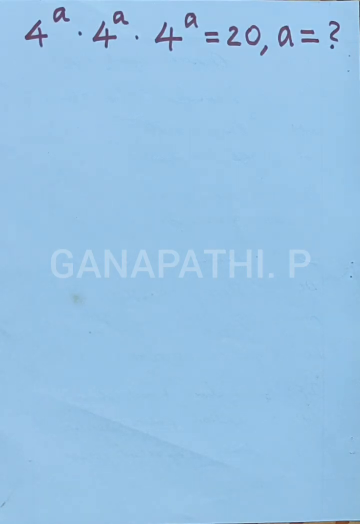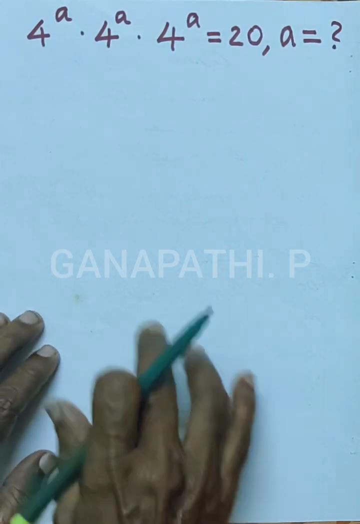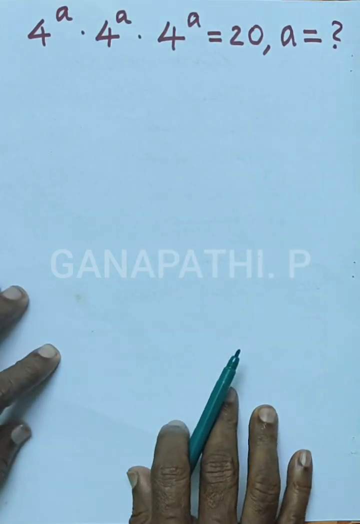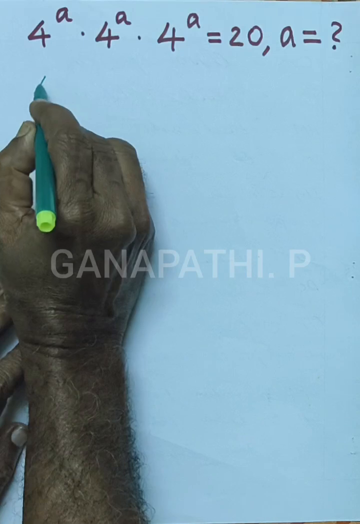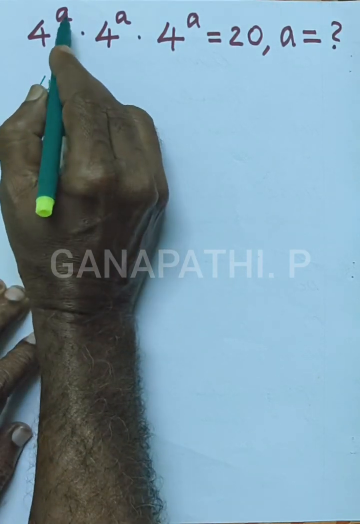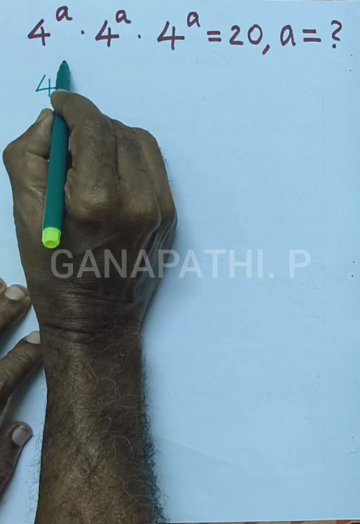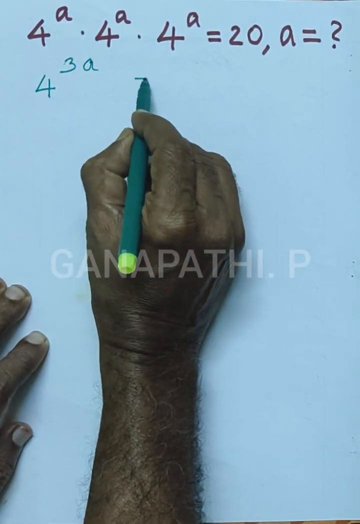Hello, welcome. Find the value of a from this exponential equation: 4^a × 4^a × 4^a = 20. Now all the bases are equal, so we can write 4 power a plus a plus a, so 3a. 4^(3a) = 20.